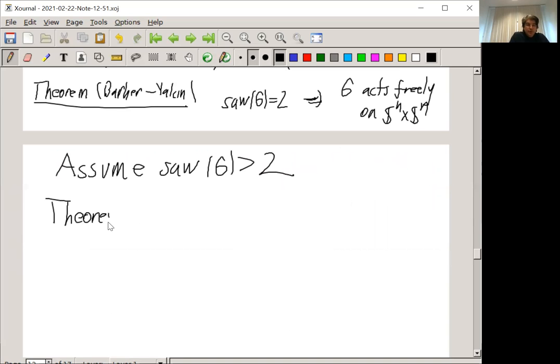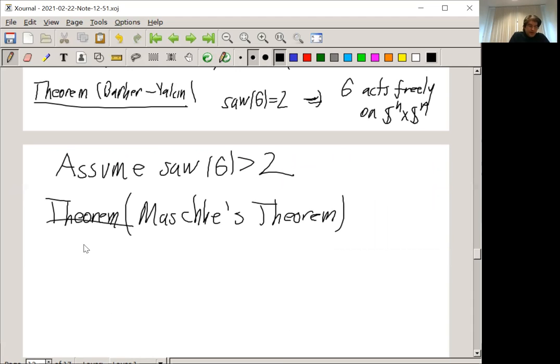Now, by a theorem of Maschke, QG is semi-simple.